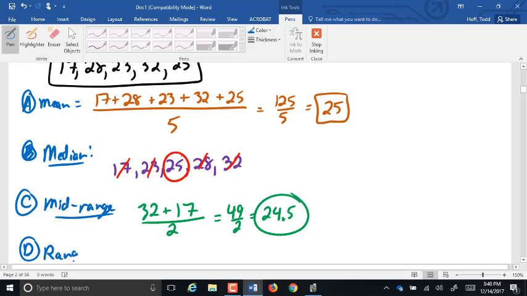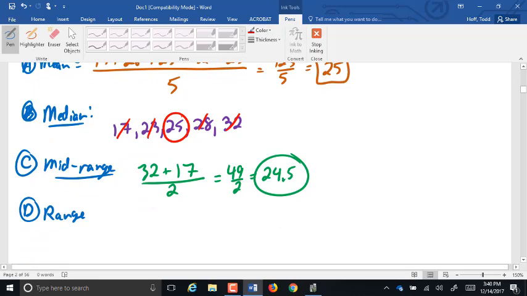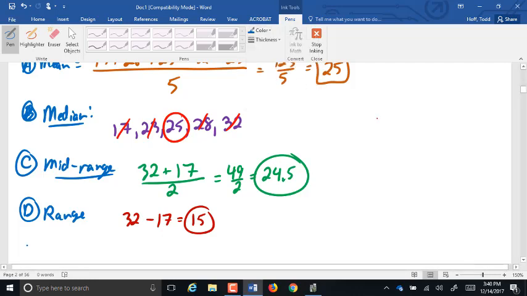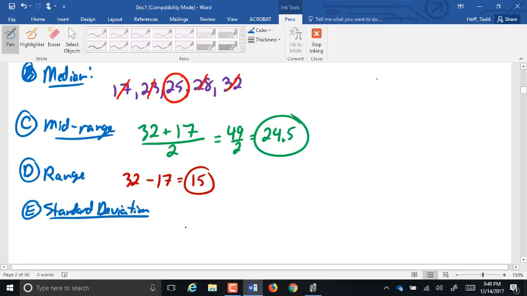Next is the range. The range is just going to be the largest number, 32, minus the smallest number of 17. So we get a range of 15. The standard deviation is where the fun starts. Standard deviation, of course, remember, is a 6-step process.